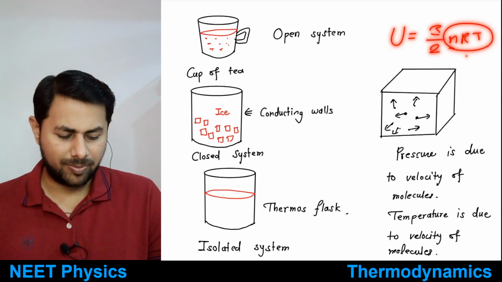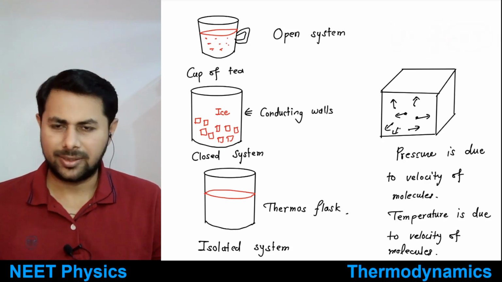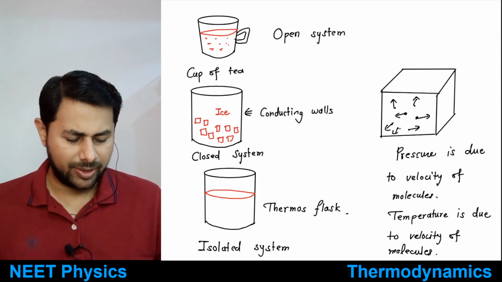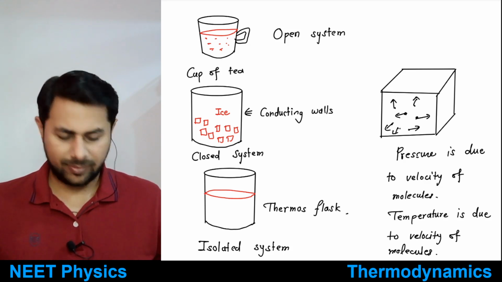If there are n moles of a monoatomic gas, then its internal energy is equal to what? 3 by 2 nRT, right?